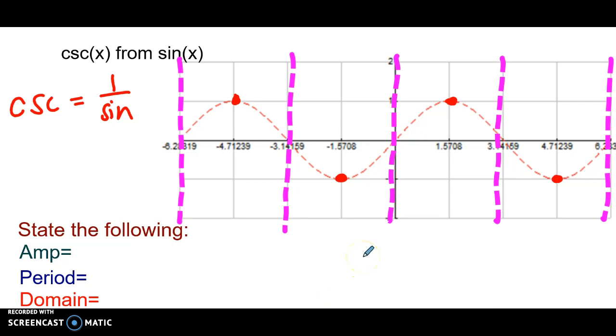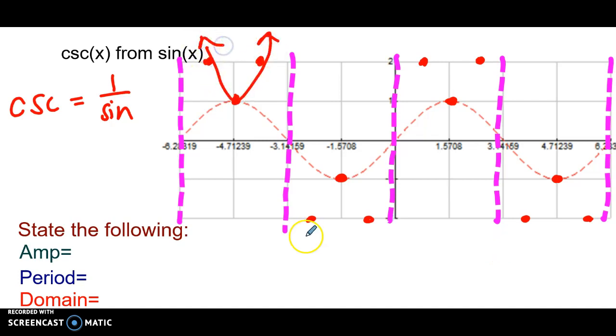Now, if I think about where my sine graph is 1/2, that would be at pi/6. And if I have 1 over 1/2, that's going to be pi/6, 2. And then same thing here for this value. And you can think of that in terms of looking at our sines as well. So from there, it's just connecting these dots.